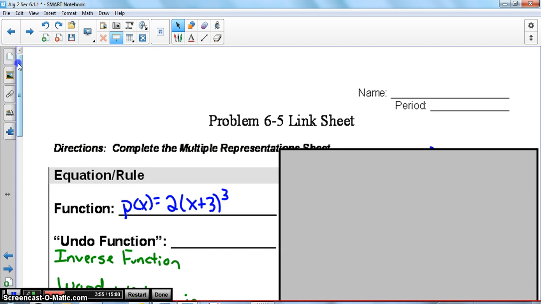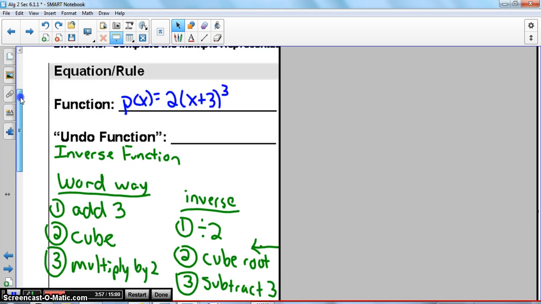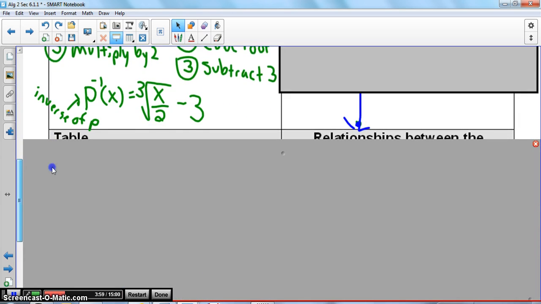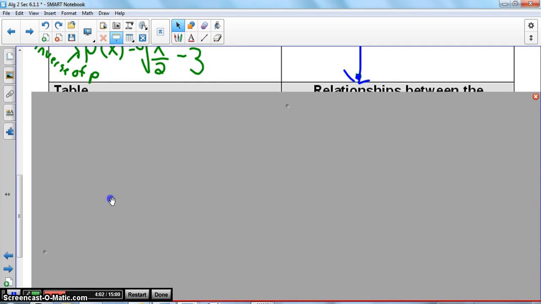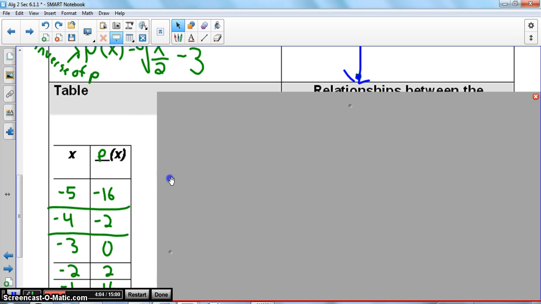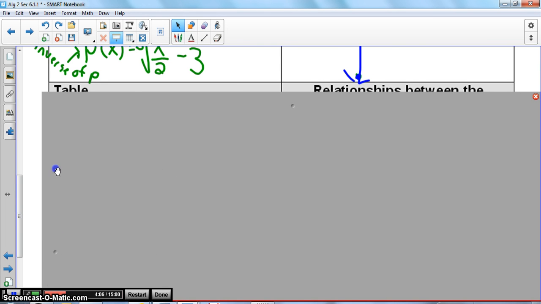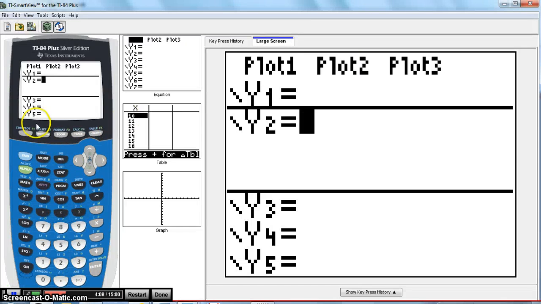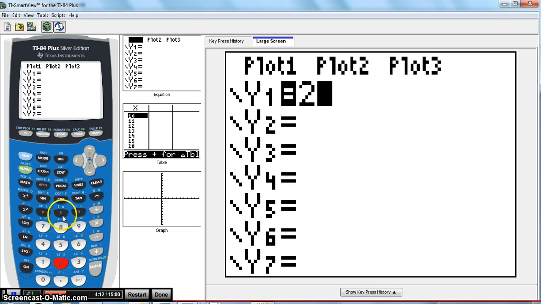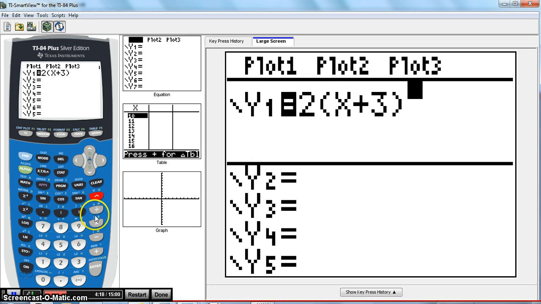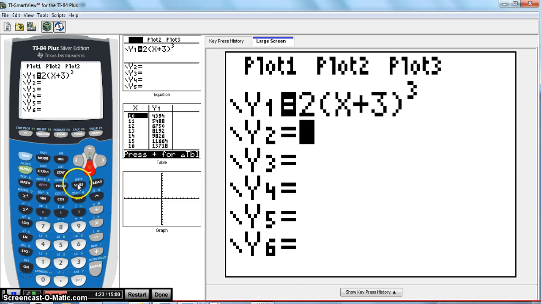Okay, after we find the equation, which we did both ways, you only have to do one way on your own, we're going to make the table. So we're going to go to our graphing calculators and type in p of x for y1, and p inverse of x for y2.